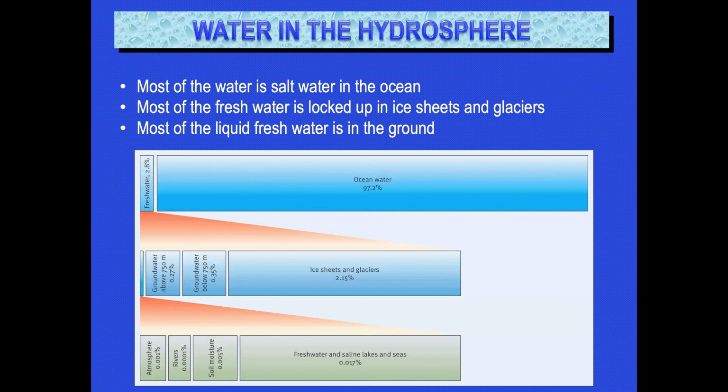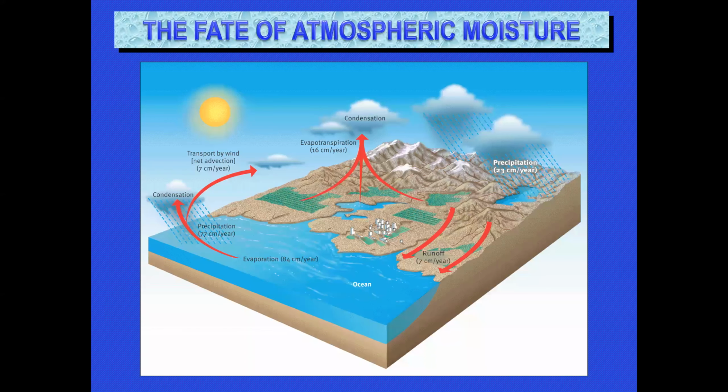Most of the water in the ocean is salt water. Most of the fresh water is locked up in ice sheets and glaciers. And most of the liquid fresh water that we like is in the ground. So even though there's a lot of water out there, most of it is really not very useful to us. Of all the water in the world, fresh water constitutes about 3%, and most of that is in ice sheets. So it's a very valuable resource for clear and obvious reasons.